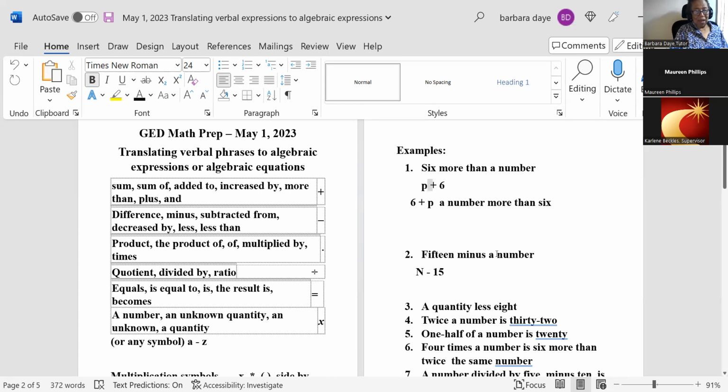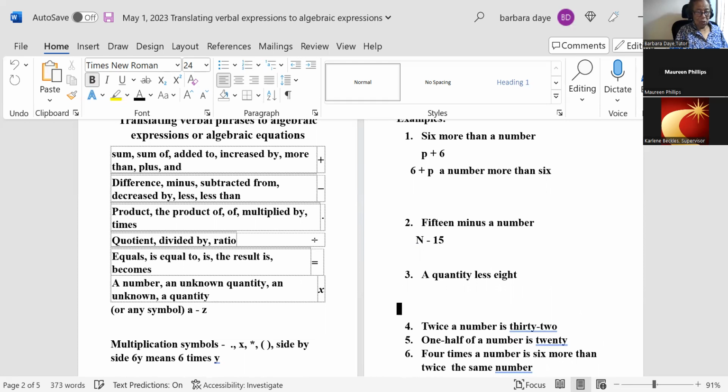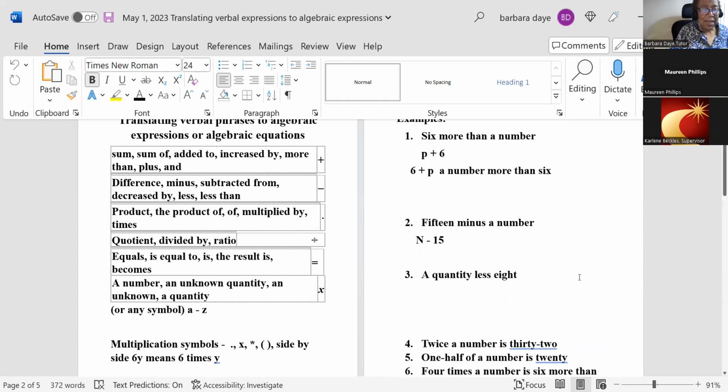Okay. Now, you got this one, 15 minus a number. That means subtract the 15 from the number and you called it N. Now, remember, quantity also represents a variable, right? So what would this be? A quantity less 8.